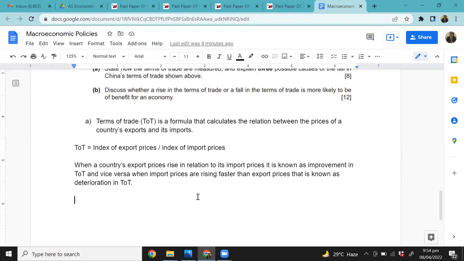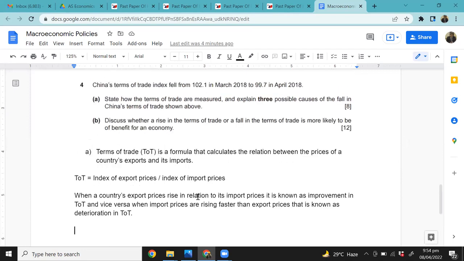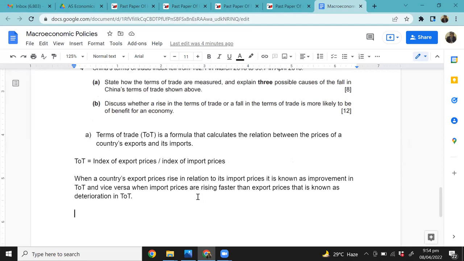Now comes the main part. Now the main part says: what are three possible reasons why the country's terms of trade might have fallen? Yes or no, right? Now let's get started here, right? Now the first could be, right, the import prices are rising.